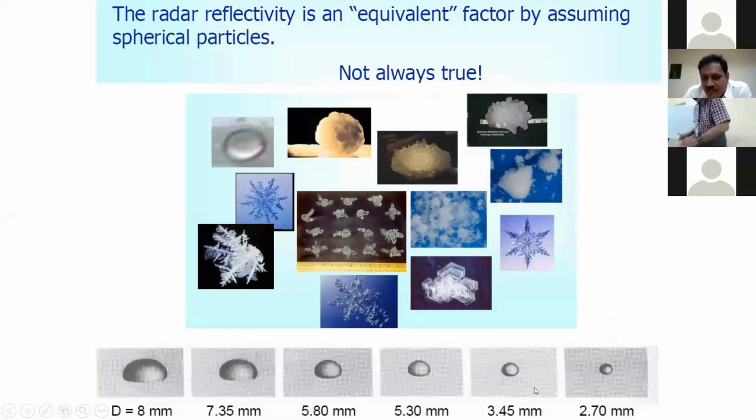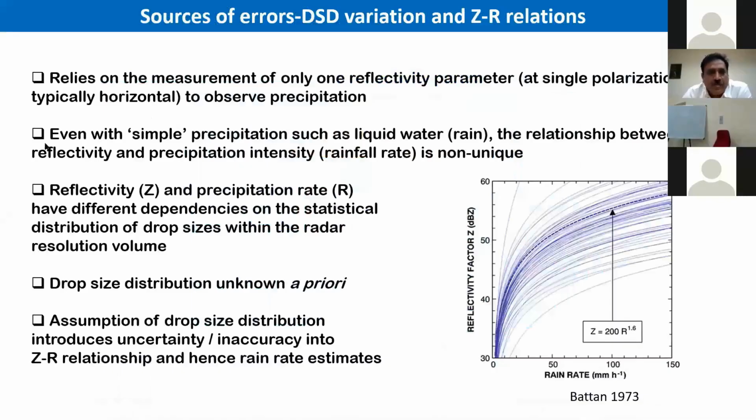It's not a spherical shape. You see a different shape, and because of that there will be an overestimation of rainfall, particularly if you're using only one polarization. Another source of error is the ZR relation, because these kinds of radars will provide only the reflectivity for rainfall estimation.